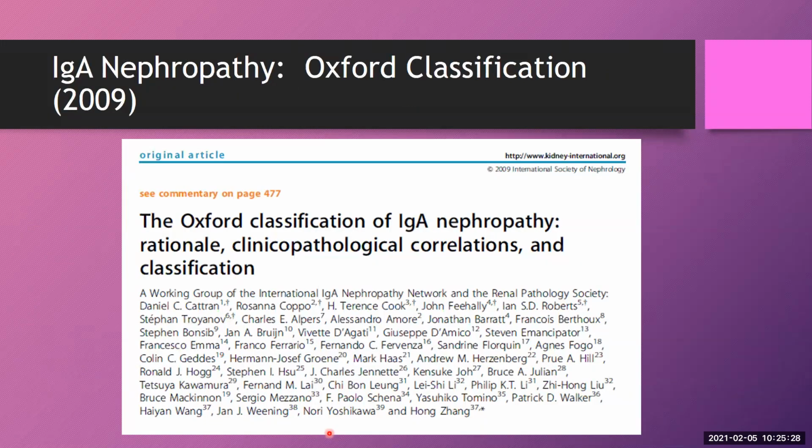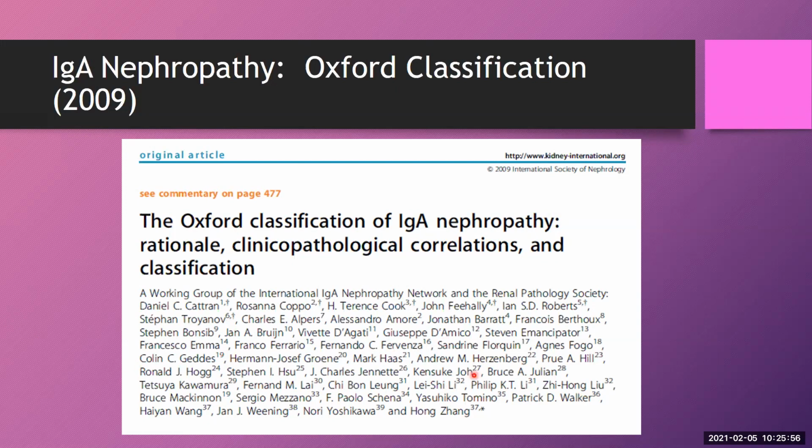Now, the Oxford classification, very, very important. This is a publication that emerged in 2009 after a meeting of the International Working Group for IgA Nephropathy and members of the Renal Pathology Society. The data in this paper was based on 265 biopsies from 8 countries on 4 continents. And these groups came together and arrived at a consensus classification that did 3 very important things.